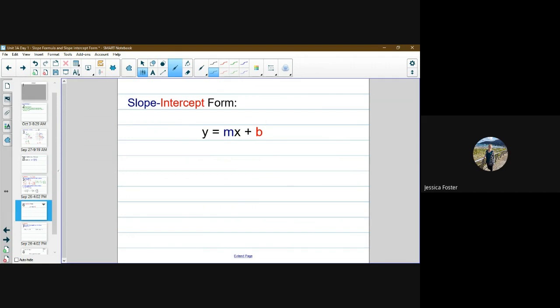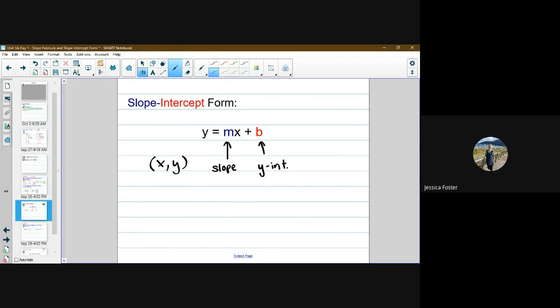Now in this equation, x and y, that's just like any ordered pair that we have that would be on the line that this equation is representing. So it could be like x1, y1. m is representing our slope. And b is representing our y-intercept, where our graph crosses the y-axis.